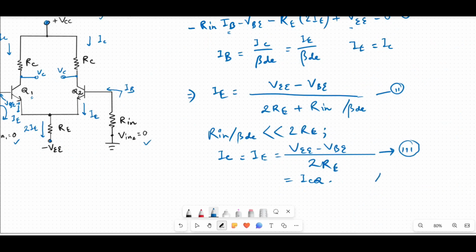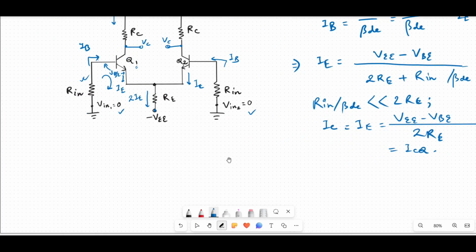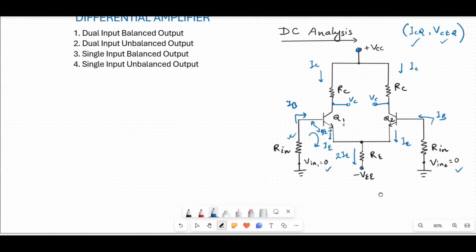So from this equation number 3, we can see that the value of Re sets up the emitter current in the transistor Q1 and Q2 for a given value of VEE. In other words, by selecting a proper value of Re, we can obtain a desired value of emitter current for a known value of minus VEE. Notice that the emitter current in the transistor Q1 and Q2 is independent of the collector resistance RC. So this is the value of ICQ and the relation of ICQ.